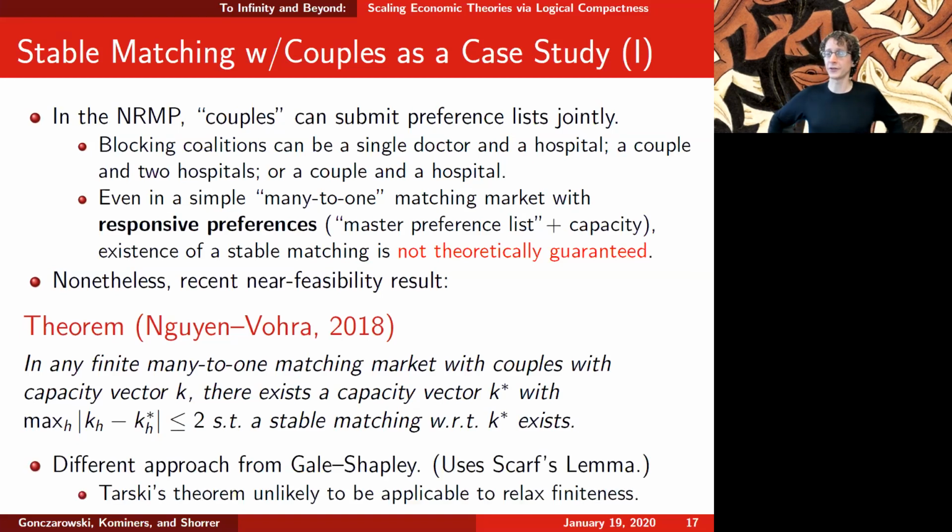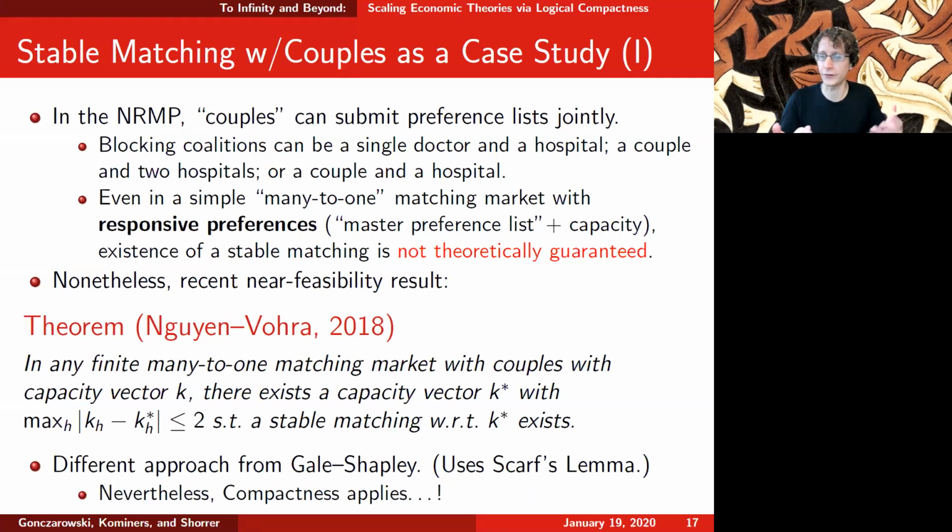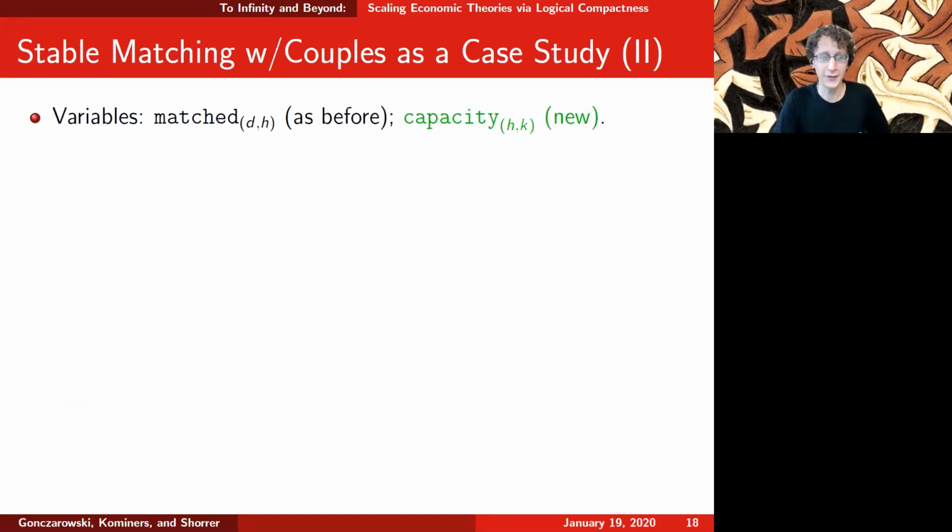This is a totally different approach. They use Scarf's lemma and rounding arguments. As a result, it doesn't naturally map to a Tarski-like approach, but it turns out we can use compactness in almost exactly the same way we just did. So, we start with our old variables matched DH for doctor hospital. We now add capacity HK, which is a counting variable that counts the capacity of a hospital H and says that it is equal to K.